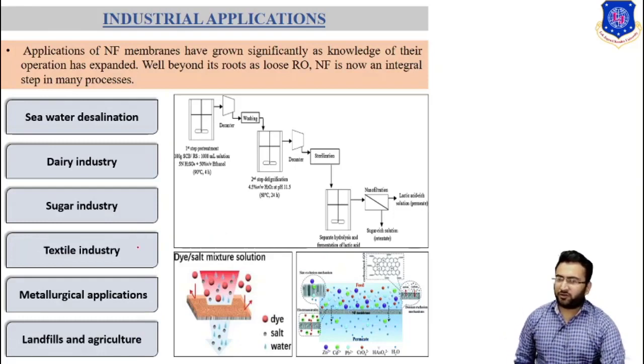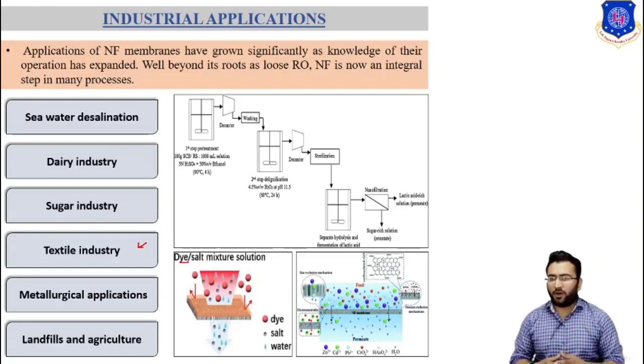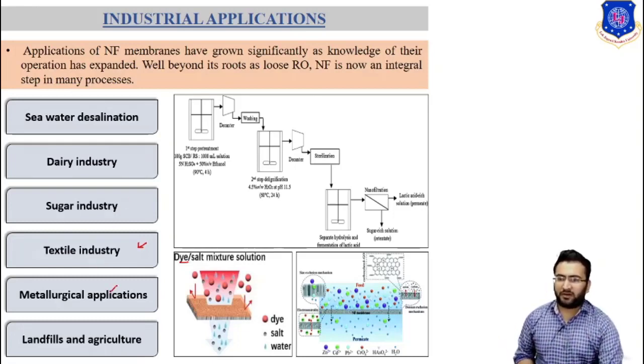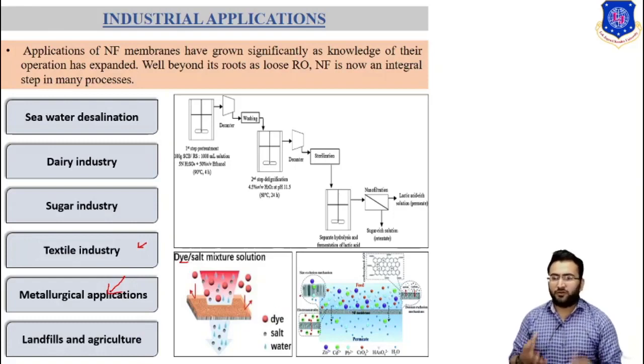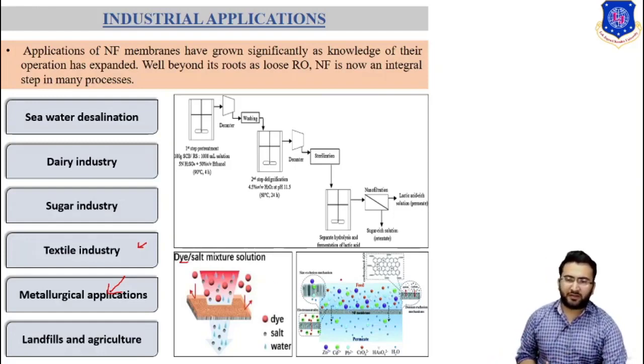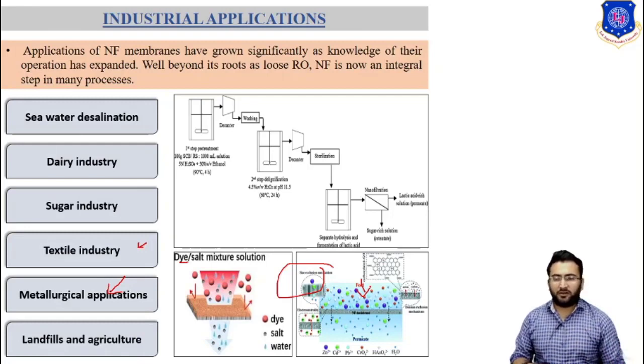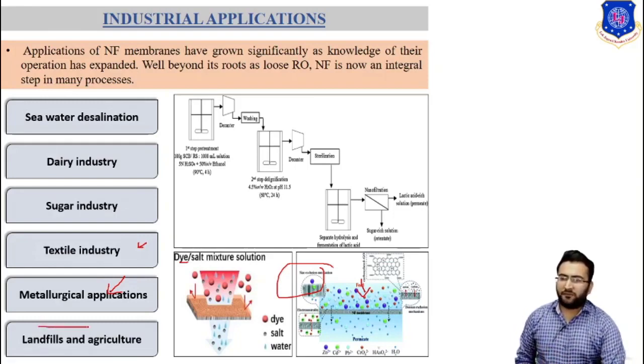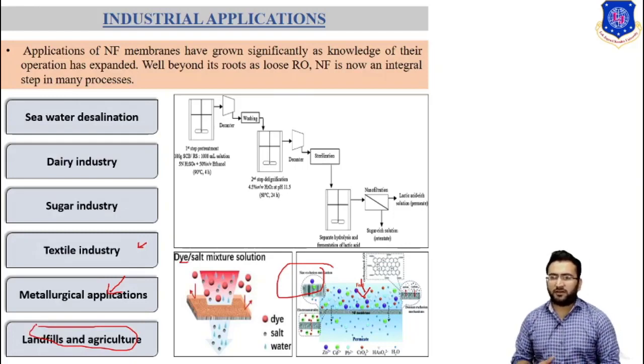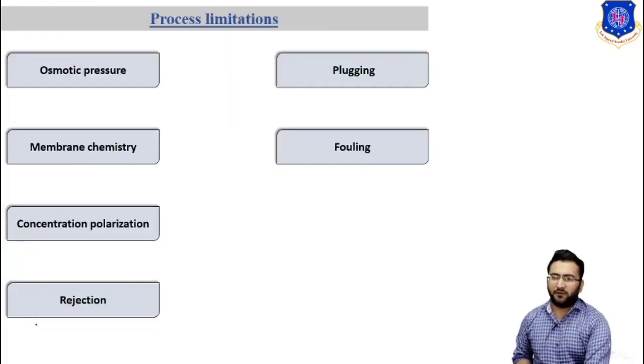Then nanofiltration is also used in the textile industry for concentration of dye and removal of pure water. Then it's also used in metallurgical applications, where it's used for removing heavy metals from wastewater, and we get precious heavy metals, which we can reuse, and get pure water from the nanofiltration as permeate. Then it's also used for landfills and agriculture processes. So these are various industrial applications for nanofiltration membranes.